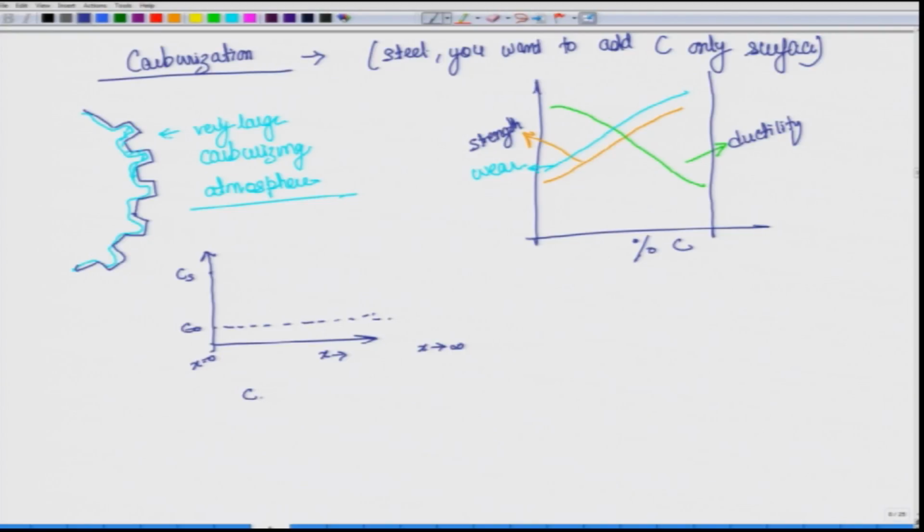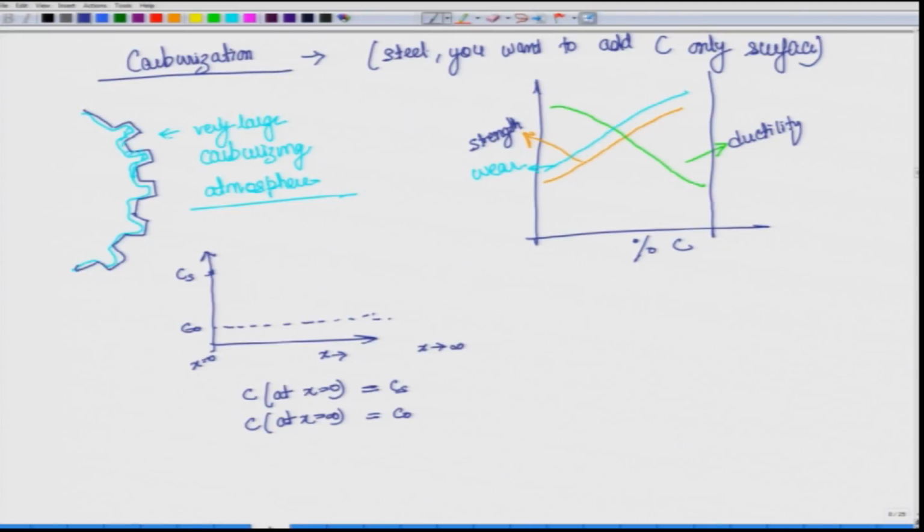C at x equal to 0, what is the value? This is equal to Cs that we have already mentioned, because this is the atmosphere that you are exposing, where this is the carbon concentration. Now, carbon at x equal to infinity, like we said, is how you can represent it in terms of diffusion. We are not talking about miles and miles of distance, only a few millimeters, which in terms of diffusion becomes infinity, because we are talking about a very small time scale. So, at x equal to infinity, C is equal to C naught.